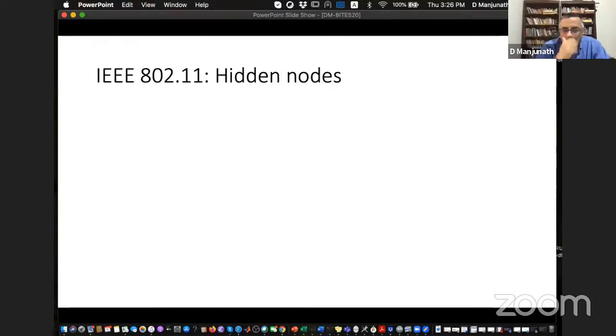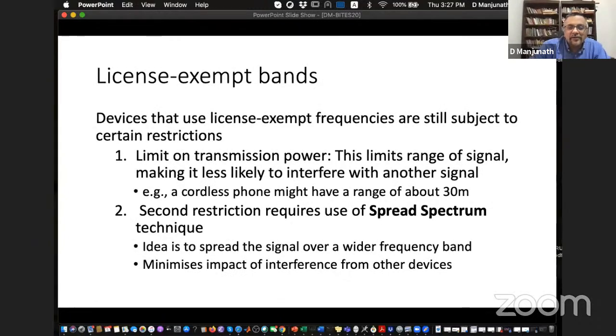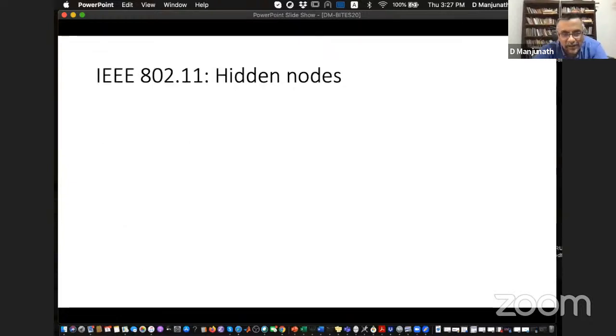The reason I brought this up is that 802.11 is actually defined in the license exempt band. Which means that if you want to innovate or deploy Wi-Fi, you don't really need a license from the government. That's the first takeaway from this part of the talk. Meanwhile, if there are any questions, I can take them. Otherwise, I'll get to 802.11.